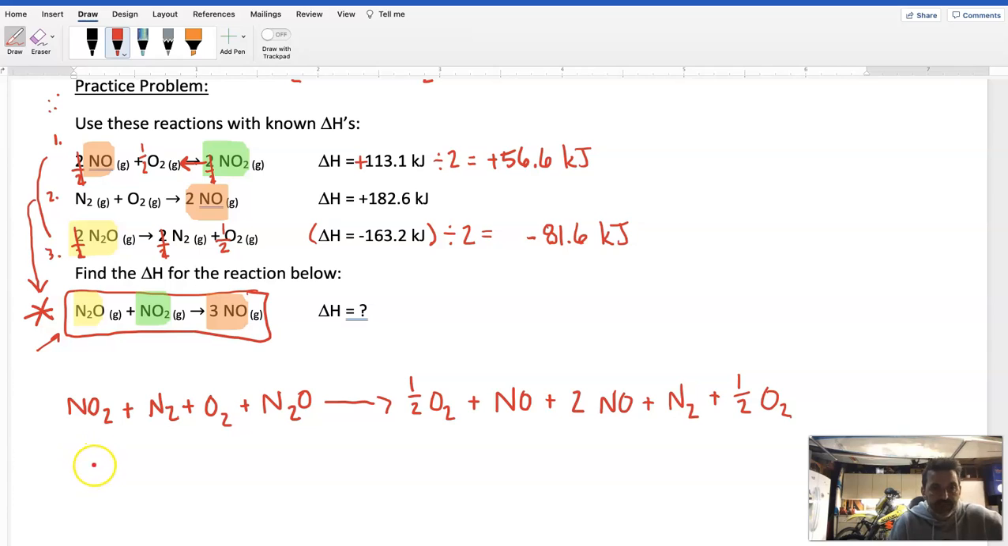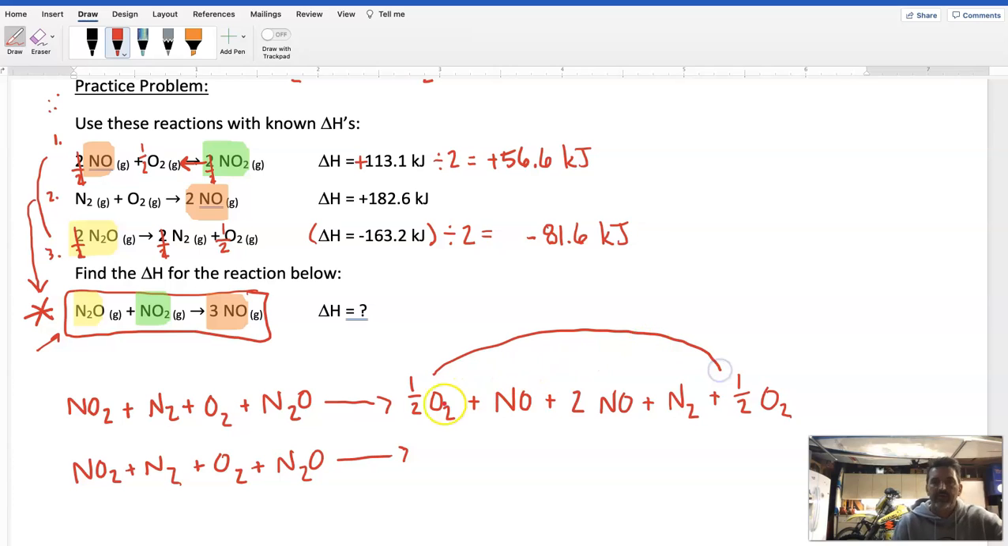Right, now what I can do is I can just combine stuff together. So it says NO2 plus N2 plus O2 plus N2O. So there's nothing really I can add on this side. However, on this side, I can take this 1/2 O2 and that 1/2 O2, and I can add those together. So that makes 1 O2. And now I can also add these 2 guys together because this is an NO. There's 2 of them and there's 1 here. So I'm going to end up with 3 NOs. And then I have my N2. Okay, so I'm just combining things together.